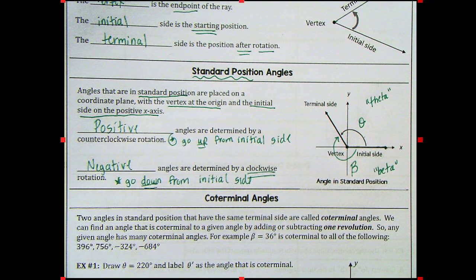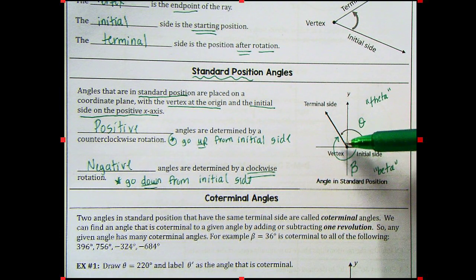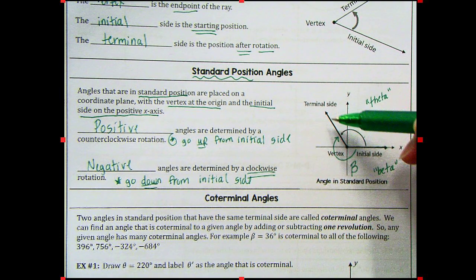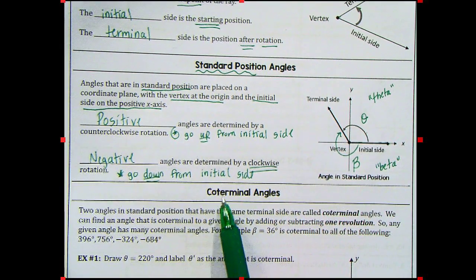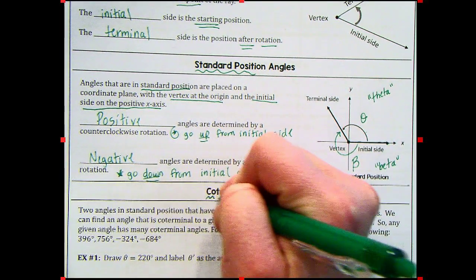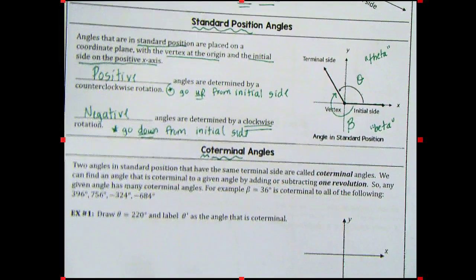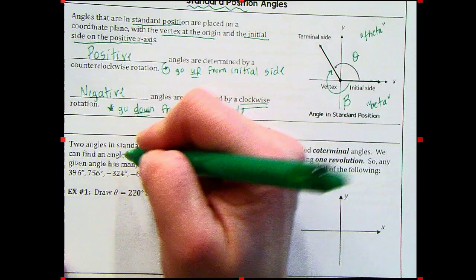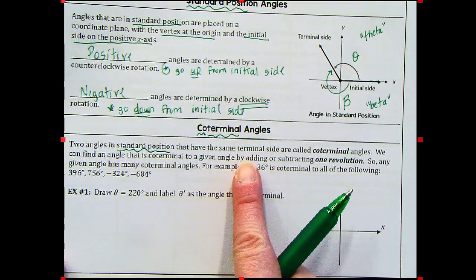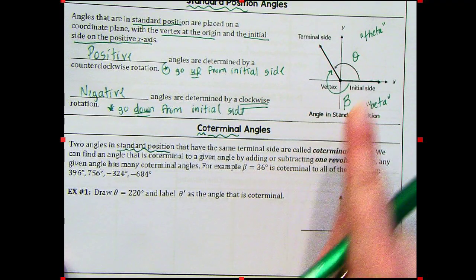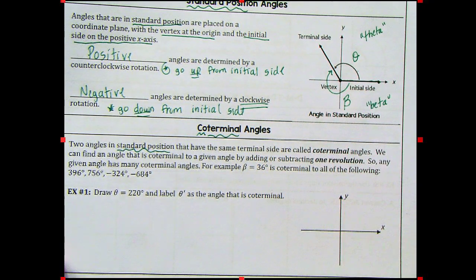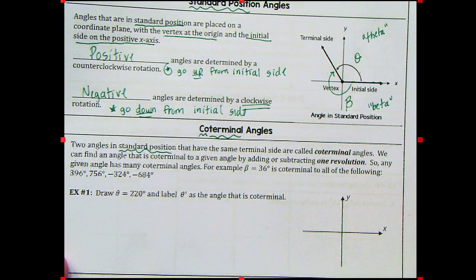Now, when I'm drawing these angles, do you see how I have this theta and beta, and they both come to the same terminal side? We call those coterminal angles. Coterminal angles: two angles in standard position that have the same terminal side. So there's multiple coterminal angles there. Long story short, you're basically adding or subtracting 360 degrees for multiple angles.